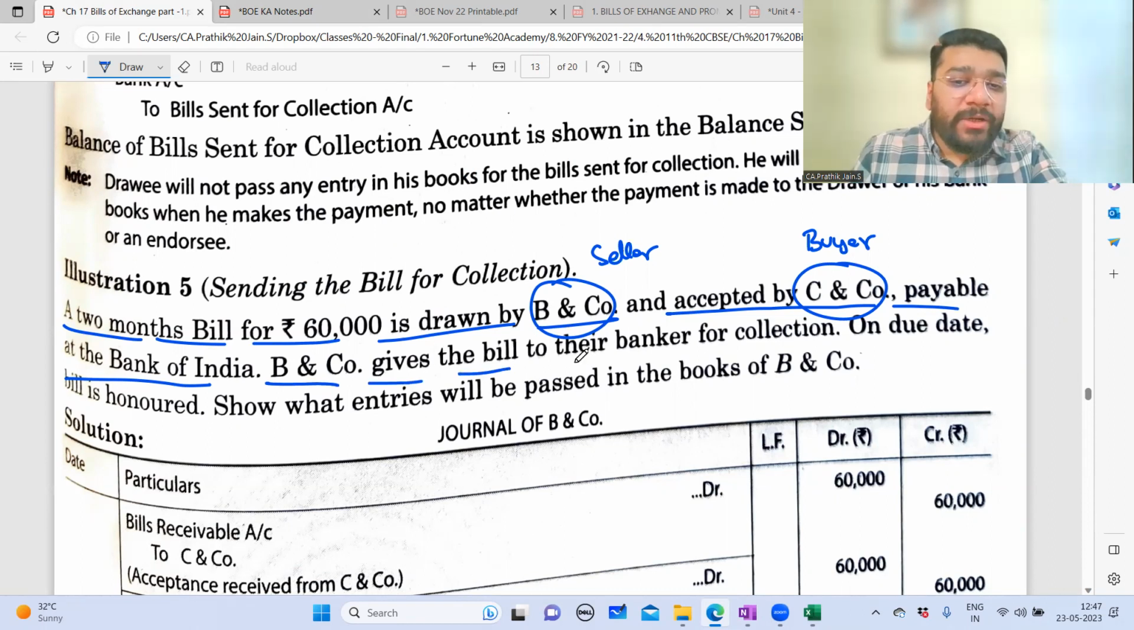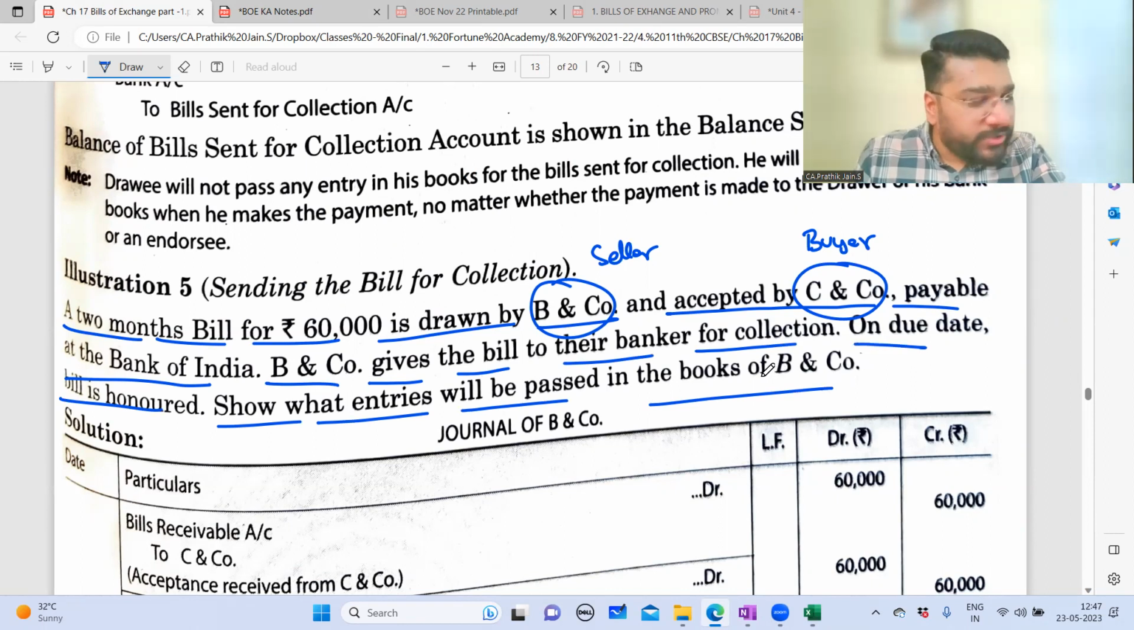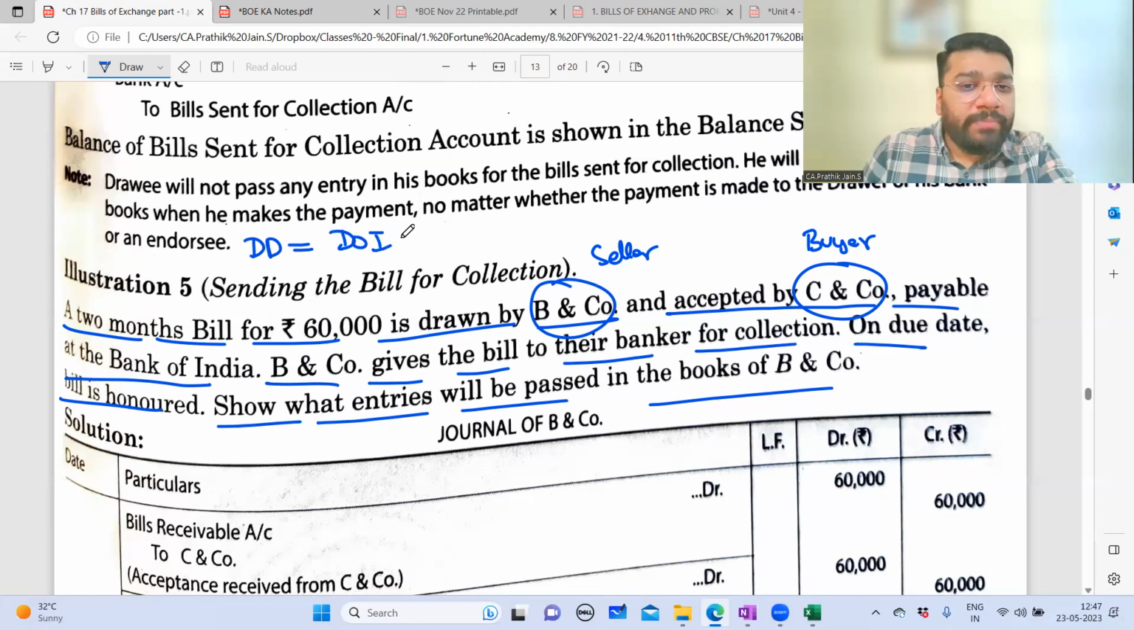B and Co gives the bill to their banker for collection. So this is a bill sent to the bank for collection. On the due date, the bill is honored. So this is case number 4. Show what entries will be passed in the books of B and Co. We'll do both books. Now, guys, what is the due date? The due date, or the maturity date, is equal to date of issue plus 2 months plus 3 grace days. What is the date of issue? Not given? Leave it. No problem.